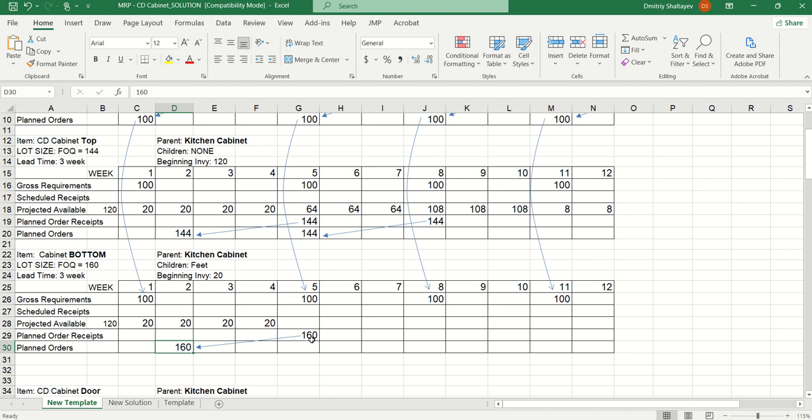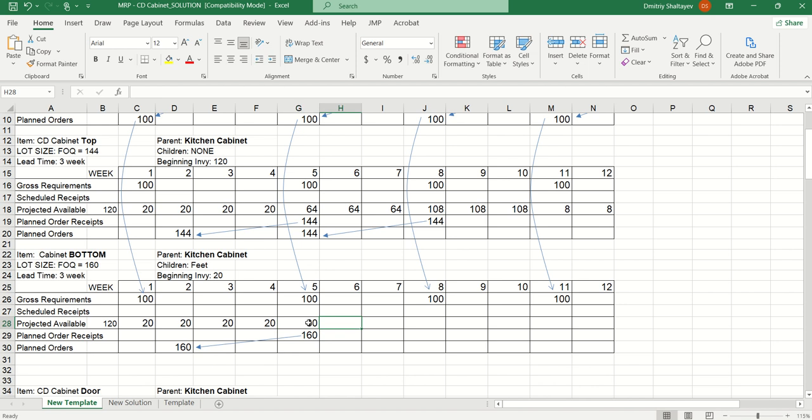All right. So 160 comes in week 5, ready. Then I have 20 finished sitting there before, so it's 180 in total. I'm going to use 100, which means that at the end of week 5, I'm going to have 80 units sitting in the inventory, right?